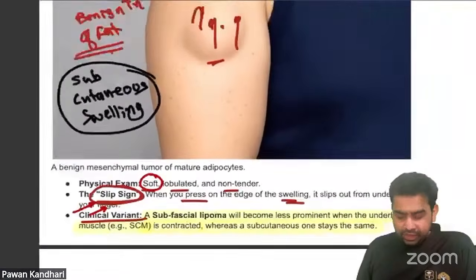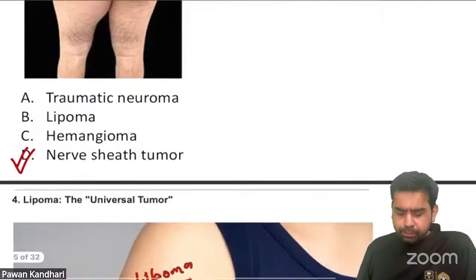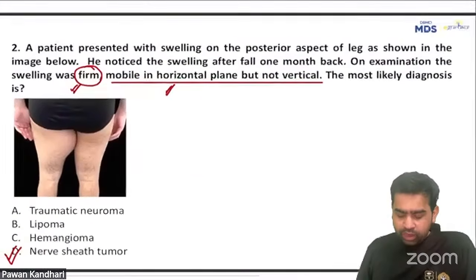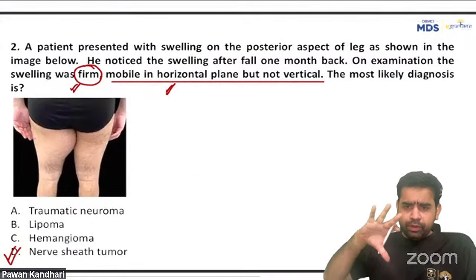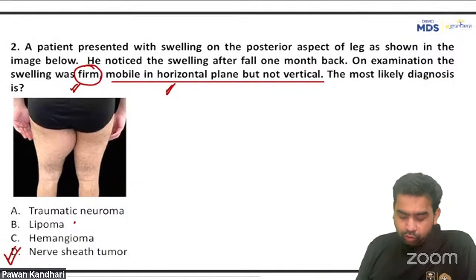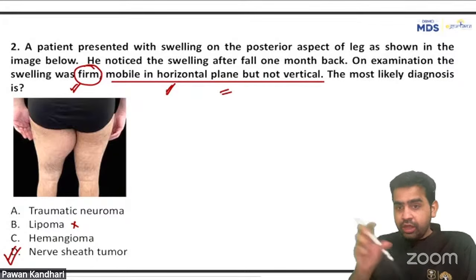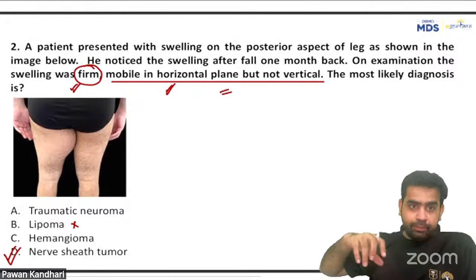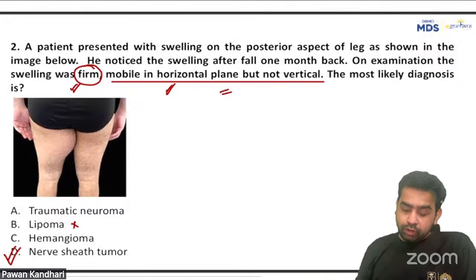So in the exam, the examiner did not expect you to know this nerve sheath tumor or something like that. What they actually wanted was whether you are able to, in your mind, rule out the other options. So why would I not say that the lipoma is the answer? Because it doesn't have this characteristic movement in the horizontal plane and not in the vertical plane, and it is not a firm swelling. It is basically a soft swelling.